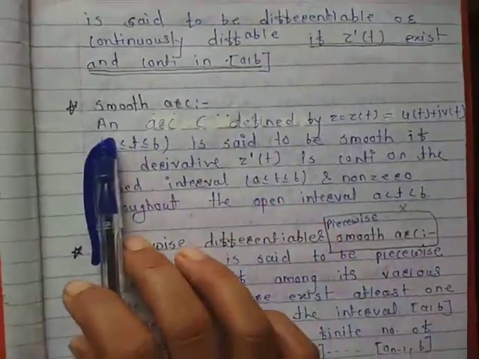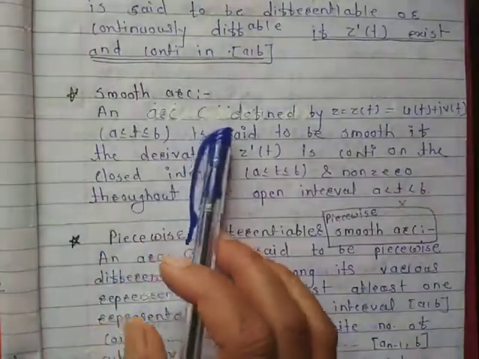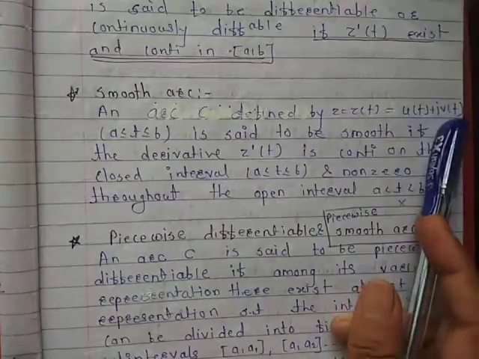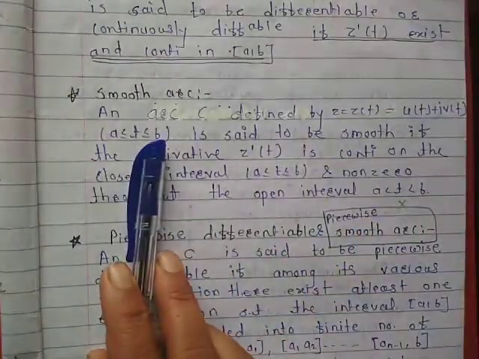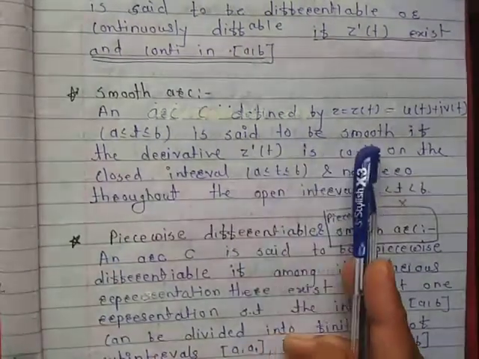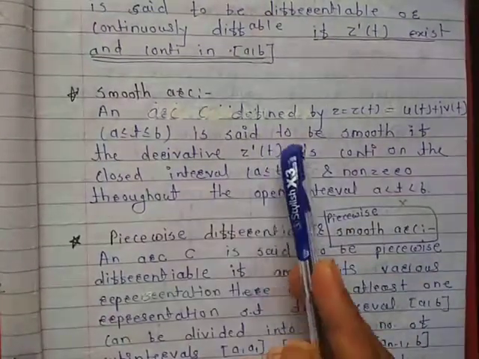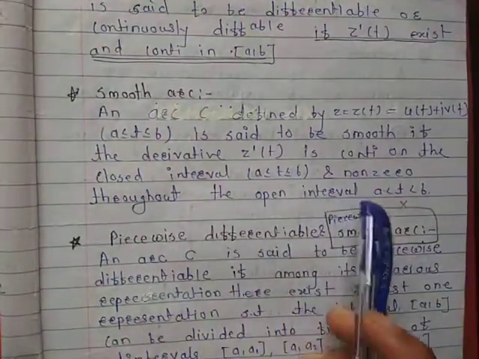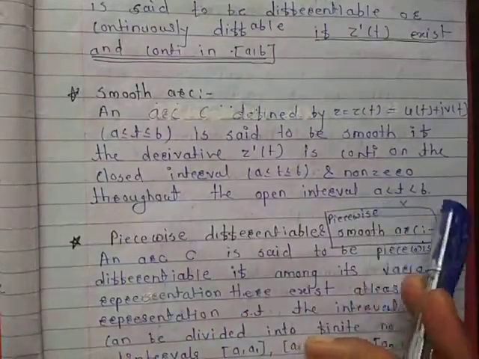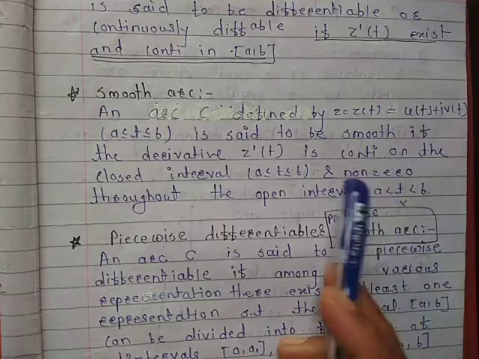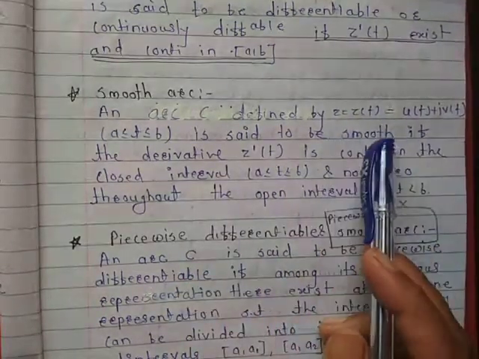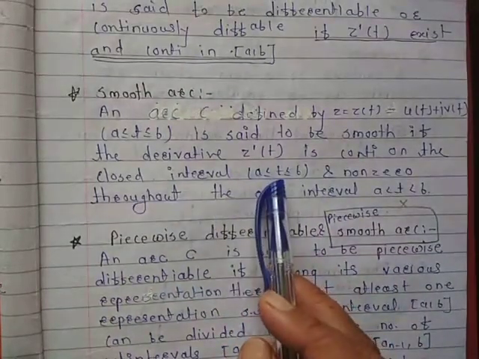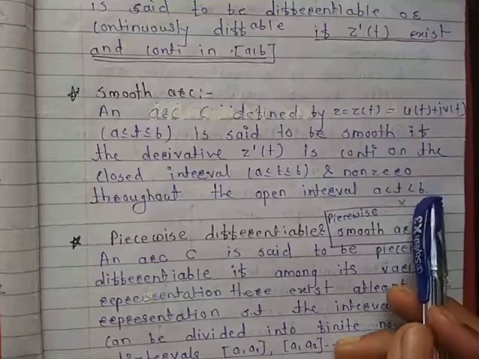Okay. Next definition is smooth arc. An arc C defined by z is equal to z of t, which is equal to u of t plus i into v of t, t belongs to closed interval ab, is said to be smooth if the derivative z dash of t is continuous on the closed interval ab and non-zero throughout the open interval ab. Okay. This arc is said to be smooth if derivative z dash of t is continuous on the closed interval ab and non-zero throughout the open interval ab.